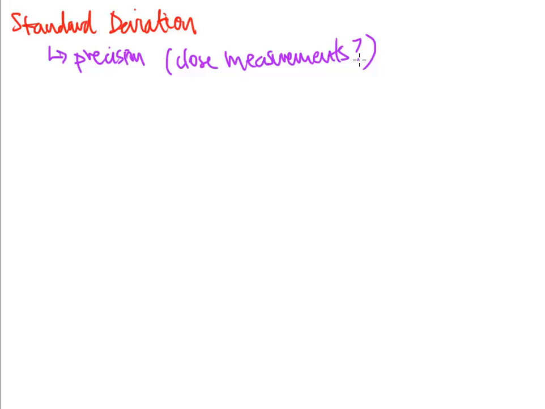But how do we calculate that standard deviation? That's the question. What kind of equation are we using? What kind of math is going on behind the scenes to calculate this magic number for you? So standard deviation is precision. What you will find out is that the lower the standard deviation, and that's my abbreviation for standard deviation, STDEV, lower standard deviation means better precision.